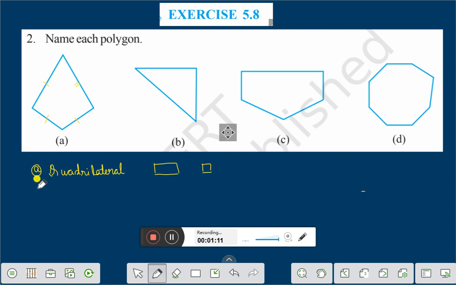Now, question number B. What is the name of this polygon? All are made of line segments. Then how many line segments are there? 1, 2, 3, and it is also a closed figure, right? 3 sides, that means it is a triangle.